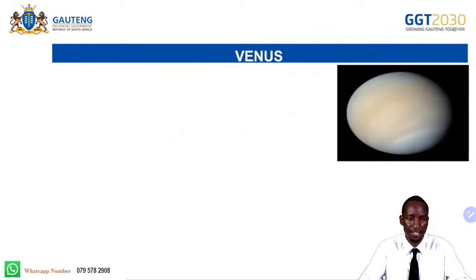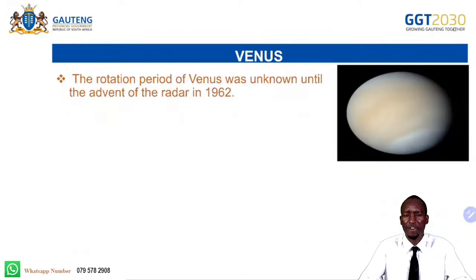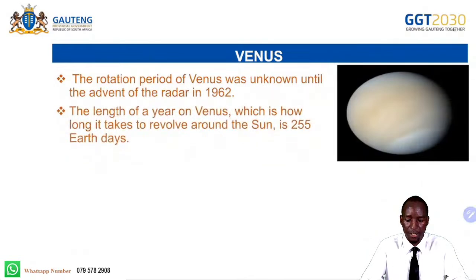Go to planet Venus. What you need to know about this planet. Over the years, the rotation period of planet Venus was not known until 1962, on the advent of the radar. Then we came to know about the rotation period of planet Venus. This planet has got a revolution period of 255 days around the Sun. It takes 255 Earth days for Venus to move around the Sun.